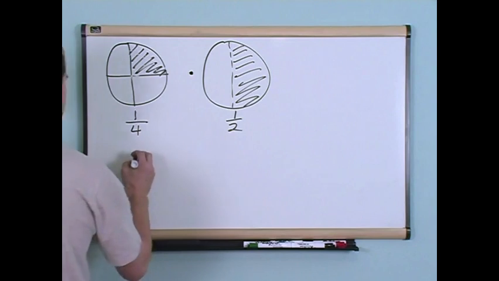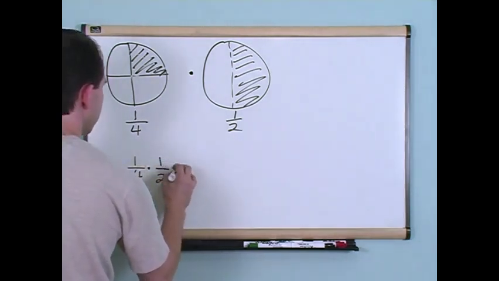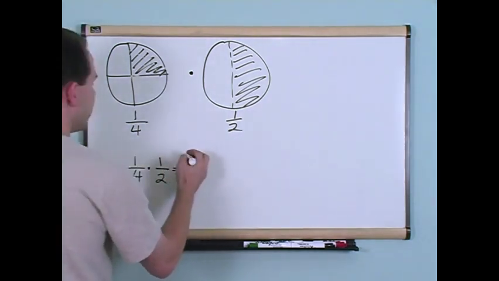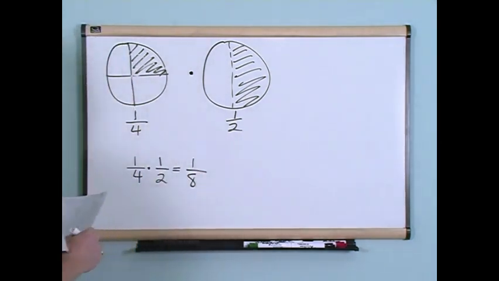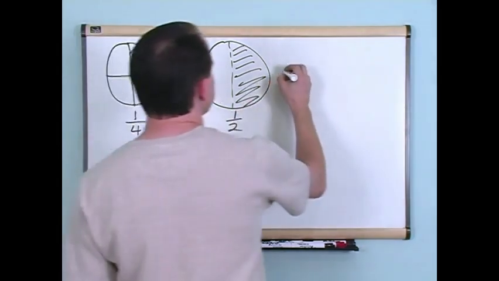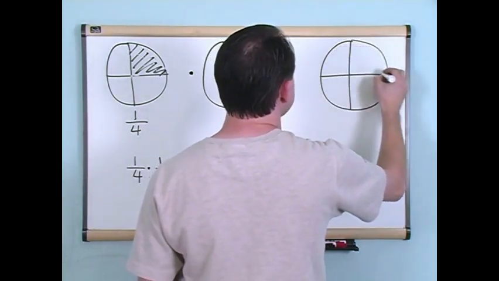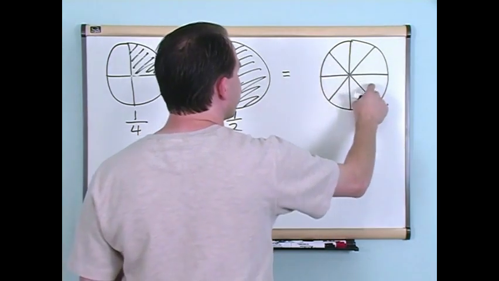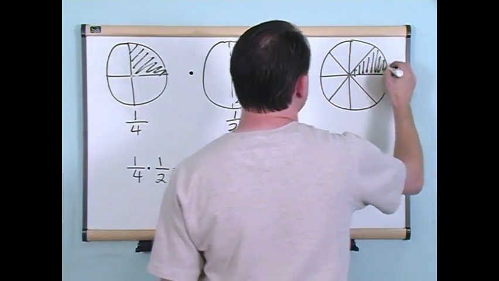So let's see what would happen if we actually multiplied these fractions. 1/4 times 1/2. Remember, it doesn't matter if the bottom numbers are the same or not. It's really easy. Top number 1 times 1 gives you 1. Bottom number 4 times 2 gives you 8. So when we multiply this, we get 1/8. And let's see what 1/8 is going to look like over here. Let me divide my pie into 8 equal pieces. 1, 2, 3, 4, 5, 6, 7, 8. And I'm just going to take one of those pieces because that is 1/8.